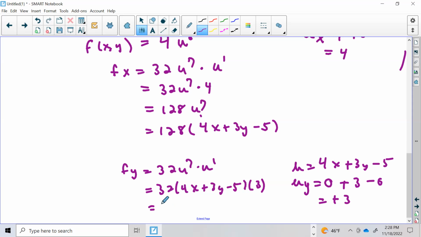So I don't know if that helps, but it might help for this one to see that you're using chain rule and how to do it with the inside being a function of 2 variables.